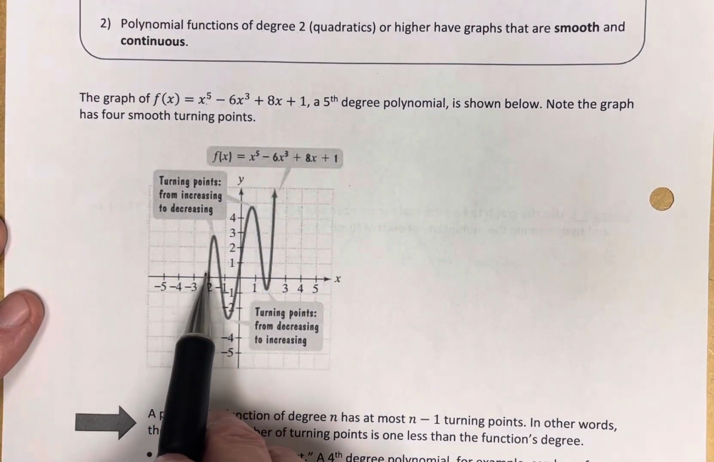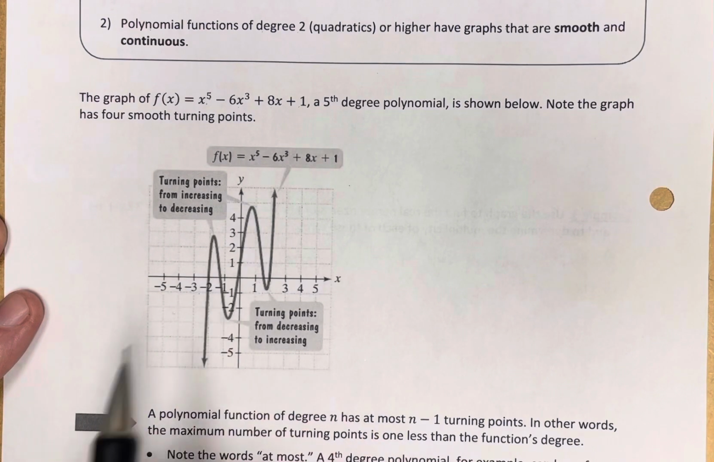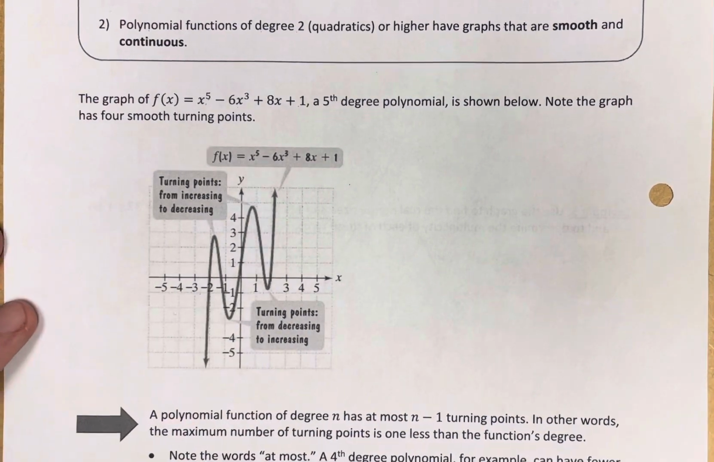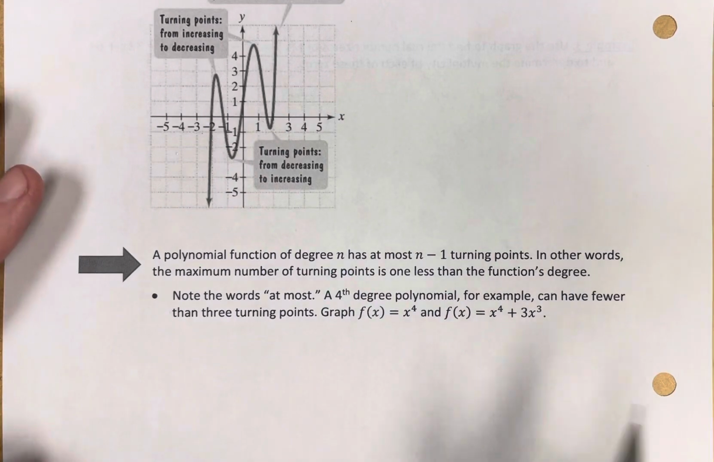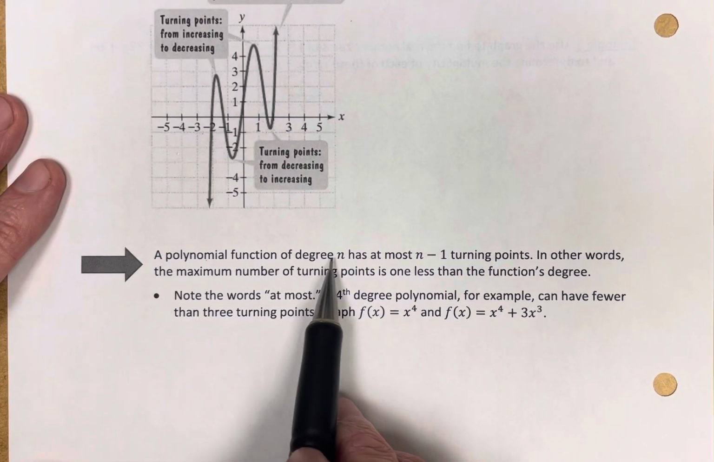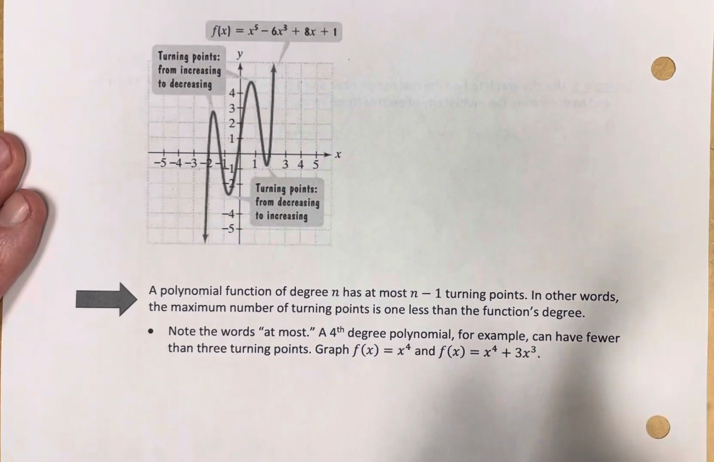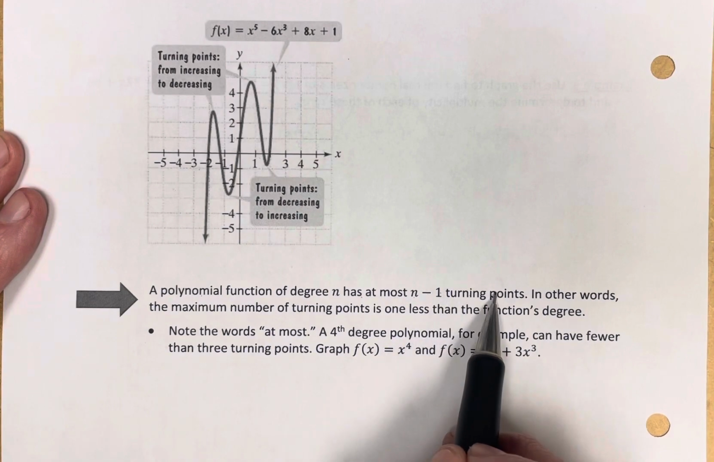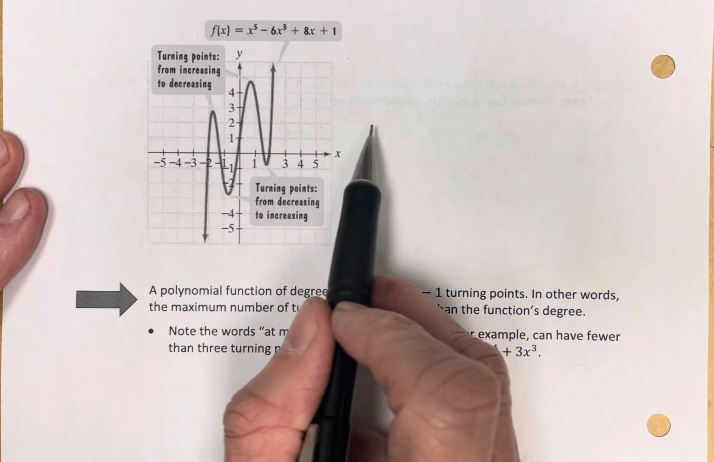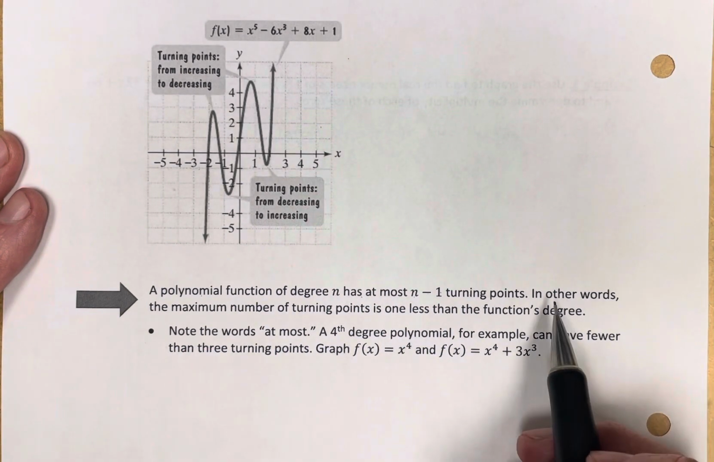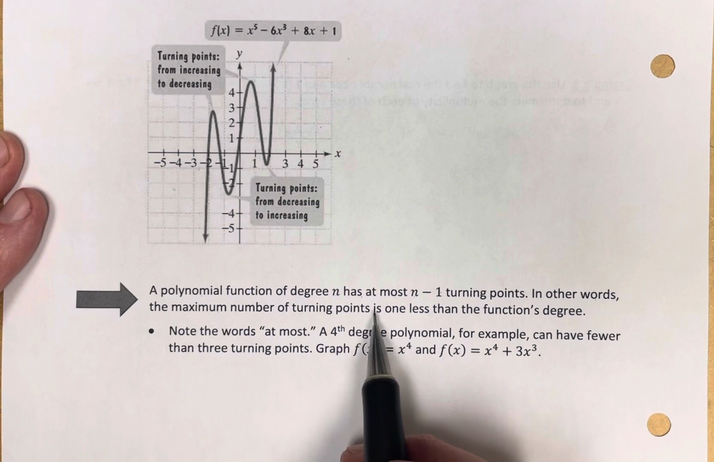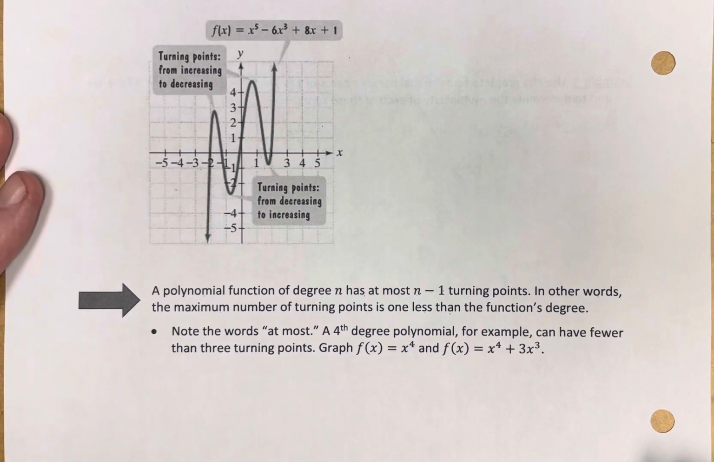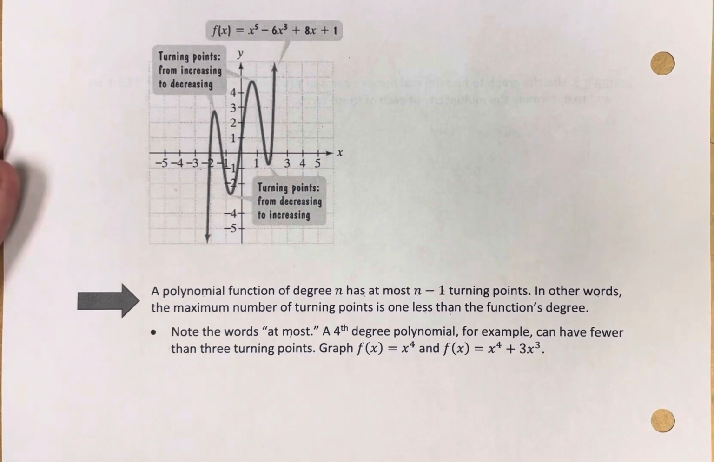Turning points are just places where it goes from increasing to decreasing, or from decreasing to increasing as we read the graph from left to right. So we'll wrap this one up and we'll tell you that a polynomial function of degree n, in this case degree 5, has at most n minus 1 turning points. In this case, 5 minus 1, or 4 turning points. In other words, the maximum number of turning points is 1 less than the function's degree. Note the words at most.